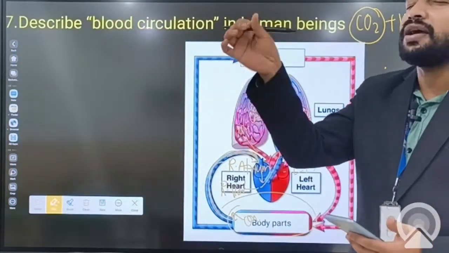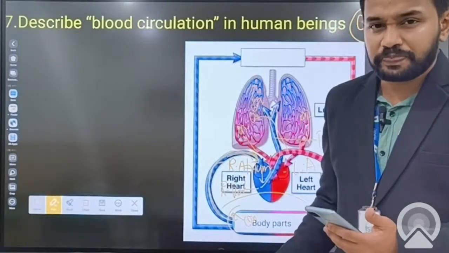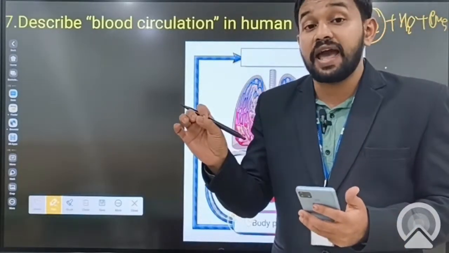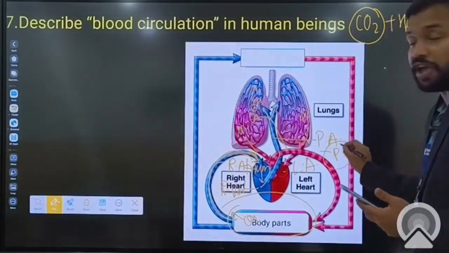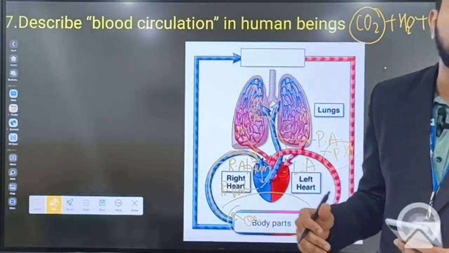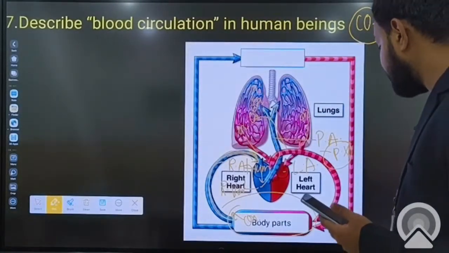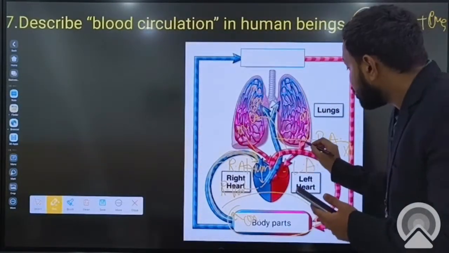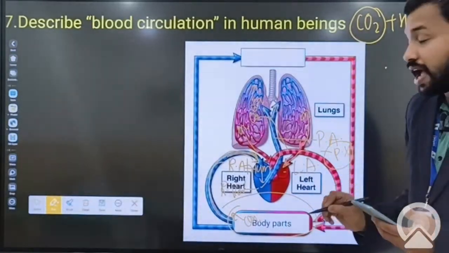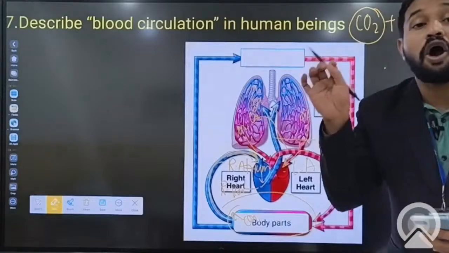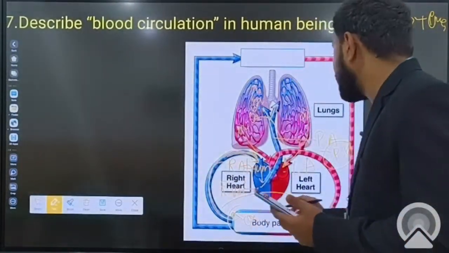The only vein carrying oxygenated blood is the pulmonary vein. The remaining veins carry deoxygenated blood. Is it clear? Then the pulmonary vein reaches the left atrium. The left atrium contains oxygenated blood.